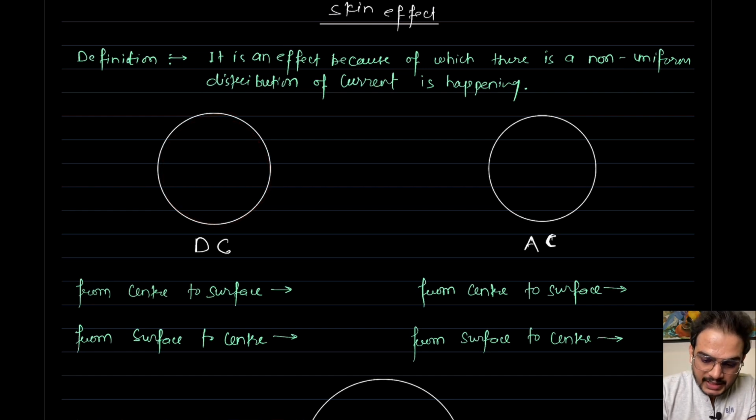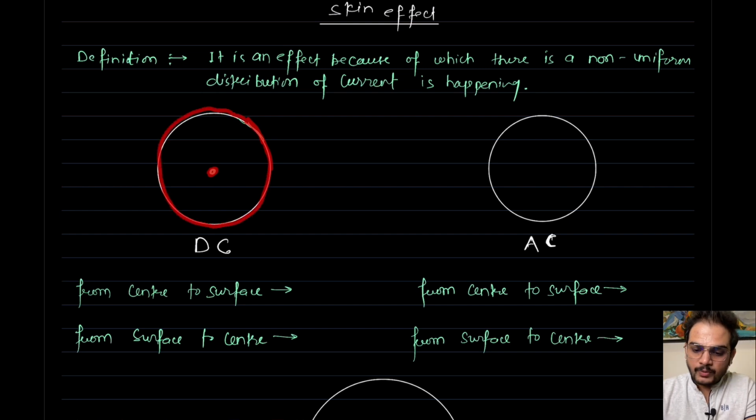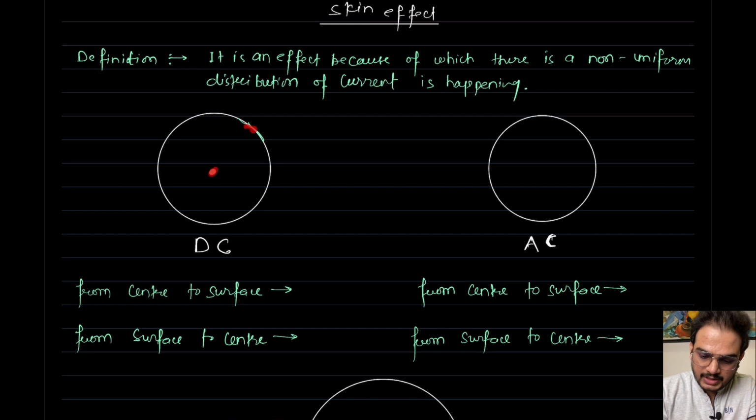Now if I am feeding the DC supply to my conductor A, then my current distribution will be uniform from the center to the surface. This is my center, this is my surface. So when I am feeding this conductor with a DC supply, from center to the surface my current distribution is uniform. So for a DC system, always remember, skin effect is 0. Why? That we will see at the end of this lecture. I will tell you the reason.